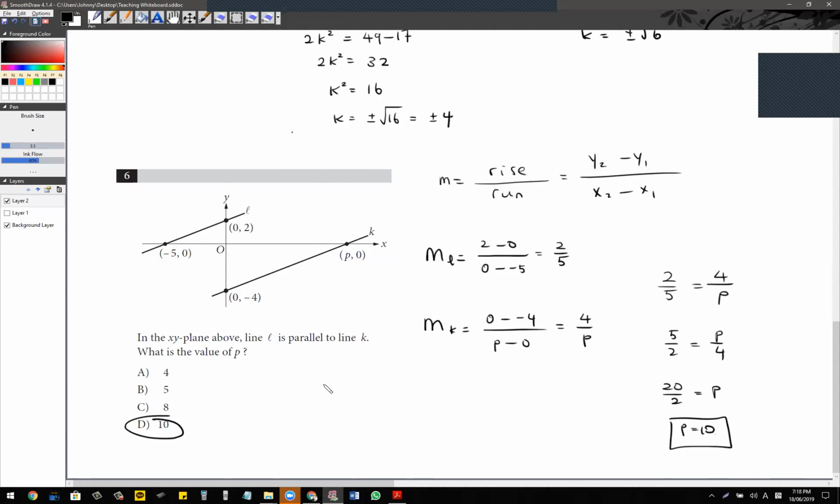Or you can simply look at this, 2 on 5. So that's just times it by 2 on 2. You get 4 on 10. And that must equal 4 on p. You can see that 4 is equal to 4. So p must equal 10. So maybe that's how you worked it out.